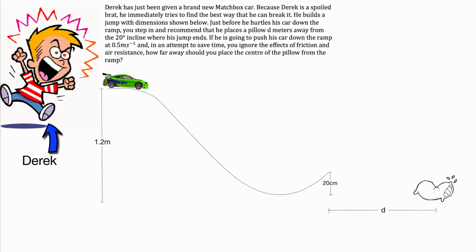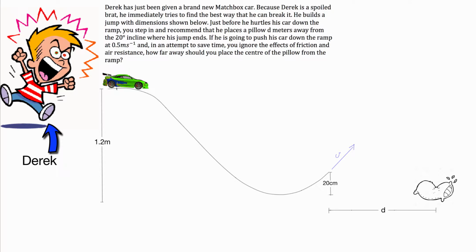So the Matchbox car will fly down this ramp, launch off the jump, and then land nicely in the pillow. The way we're going to do this, let's break the question down into two sub-questions. The first question we have to figure out is his launch velocity from here. So let's go about working that out. We've got to try and find this V here.